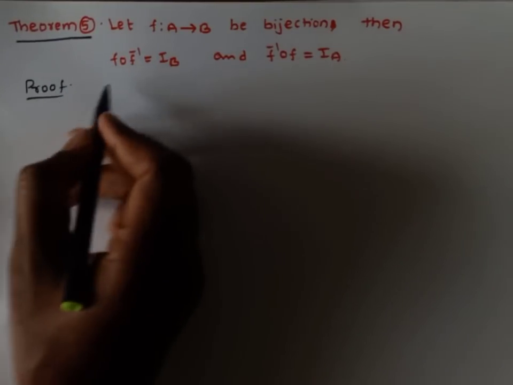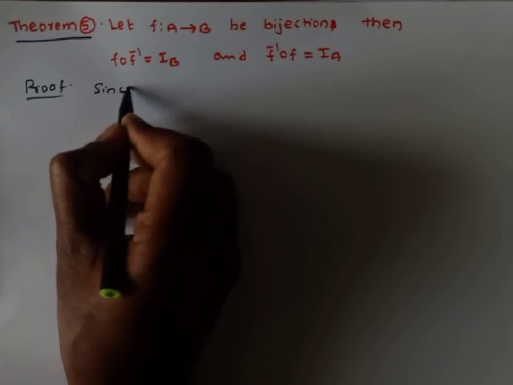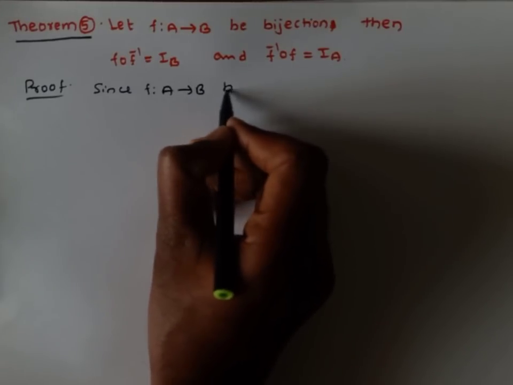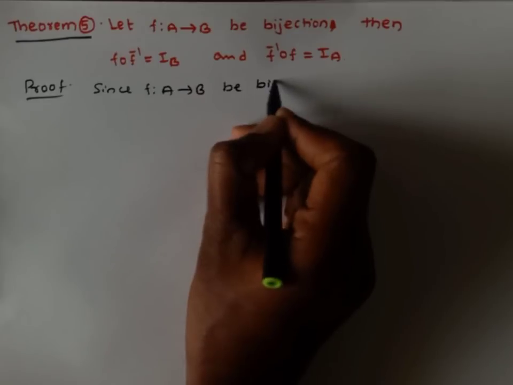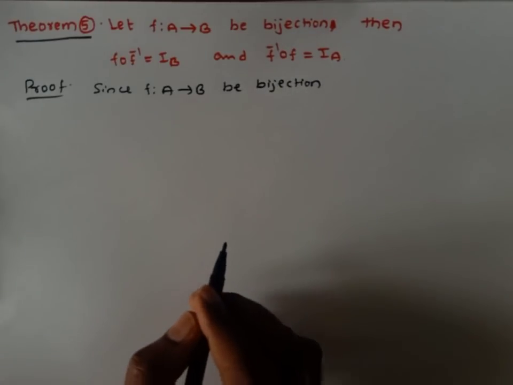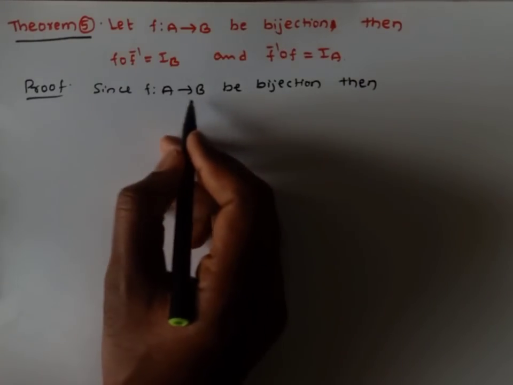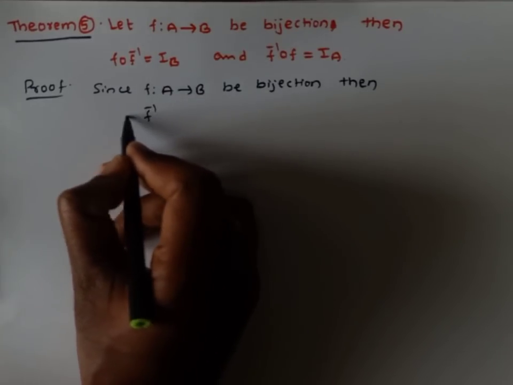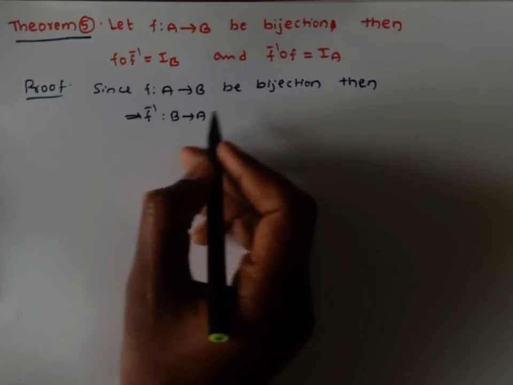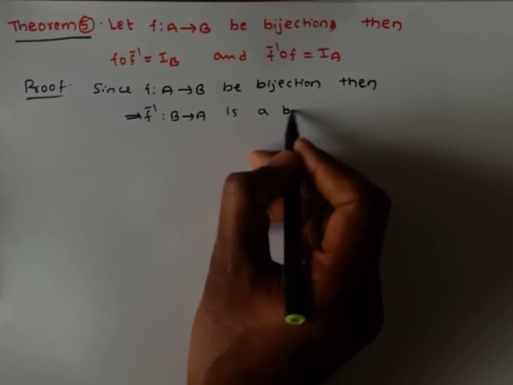Here we know one thing. Given that f from A to B is a bijection, this is given. So by using this statement, what can we write? Then the inverse is also a bijection, right? F is a bijection from A to B. Then this implies f inverse is a bijection from B to A.